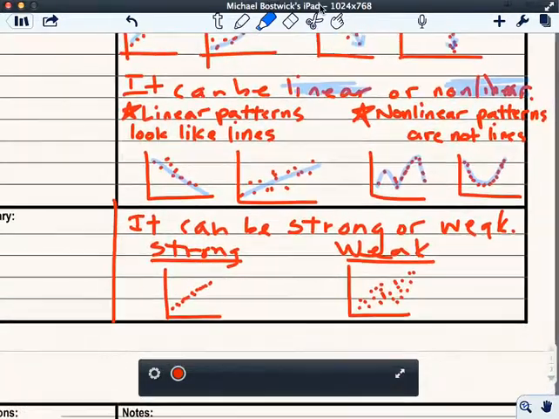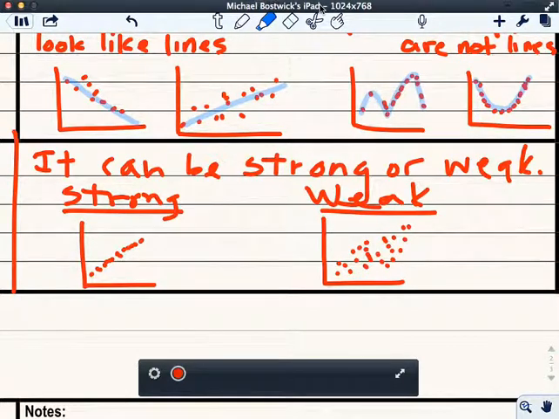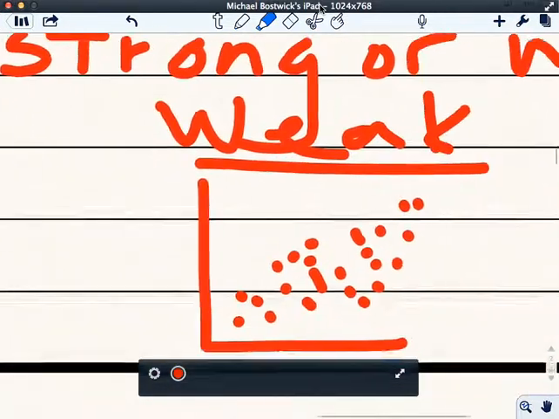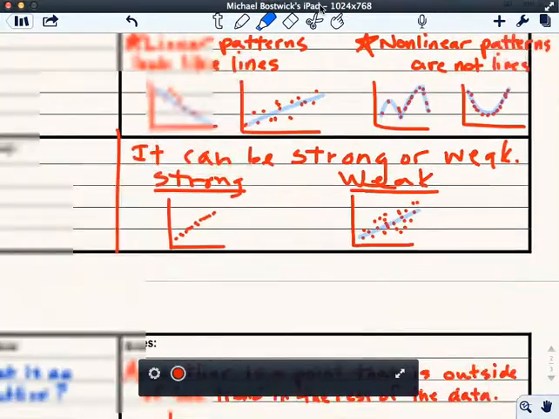And then finally, it can be a strong or a weak pattern, or a strong or a weak relationship. When it's strong, you can really clearly see the pattern. You can really clearly see the shape emerging from the data. In this strong one here, it's almost perfectly a straight line. When I draw my trend there, I highlight almost every dot. Here on the weak one, there's still sort of a linear pattern going up and to the right, but when I draw my line, I don't touch much of the data. I can just sort of see the shape emerging, but it's not clear. That's what a weak relationship looks like.